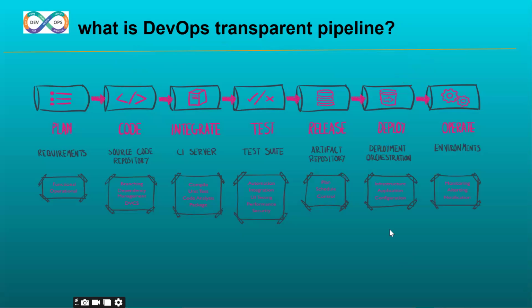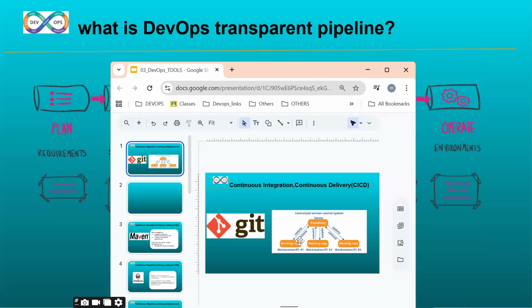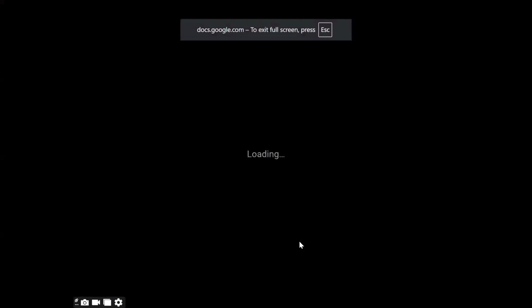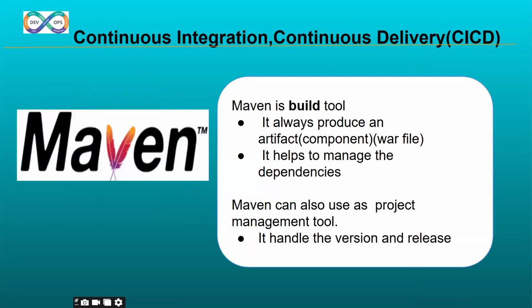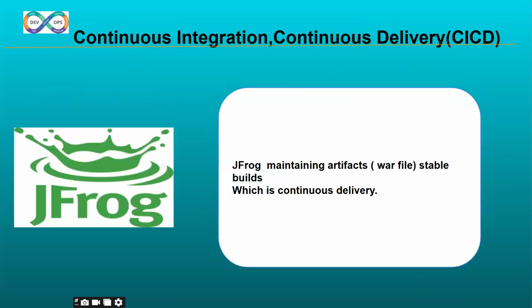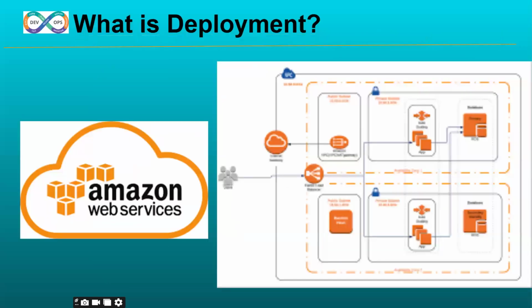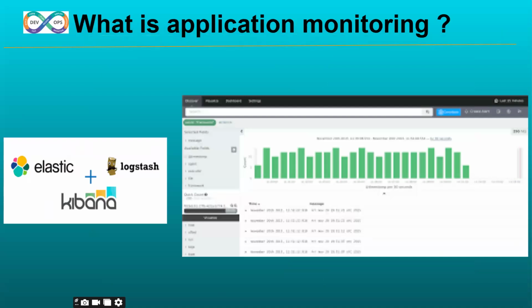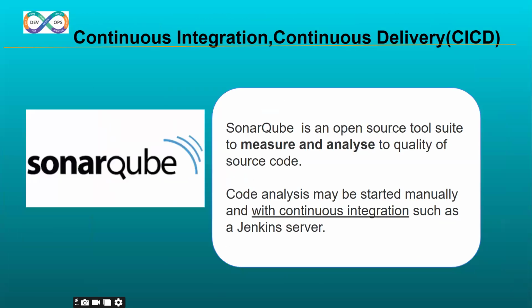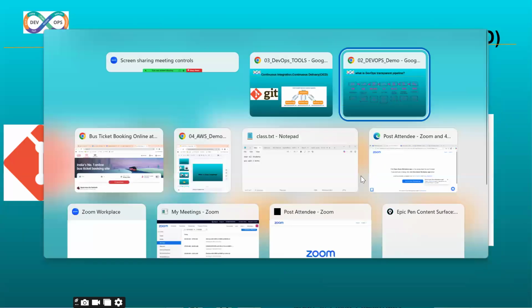But sir, how exactly can we implement this DevOps pipeline? We are going to use some tools. Which tools are we going to use? Git, Maven, Jenkins, JFrog, SonarQube, Ansible, AWS, Docker, Kubernetes, ELK (Elasticsearch, Logstash, Kibana), and Terraform. These are all the tools we are going to use for implementing our DevOps transparent pipeline.